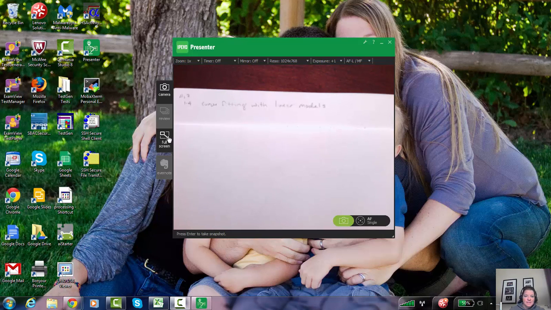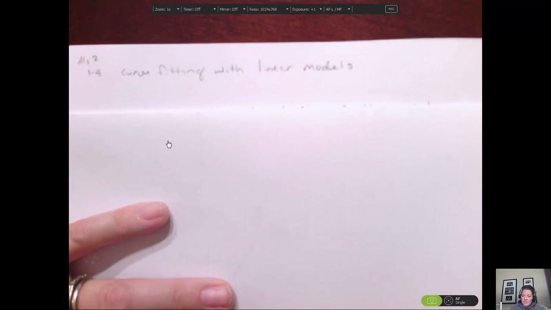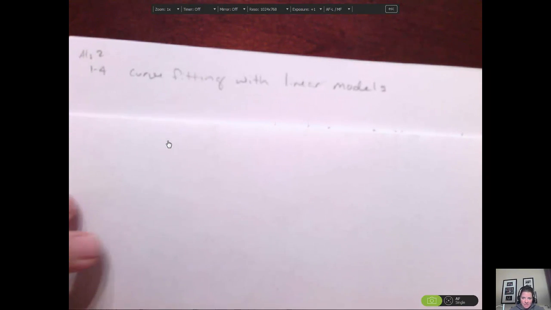Hello, this video is going to cover 1.4 or 2.7 in the paper textbook. It's curve fitting with a linear model, and what we're going to cover in this one is when you have two sets of data. So for example, maybe your sets of data are height versus weight. How are they related? And that's the idea of this section. How are those related? How can we tell if they're related?